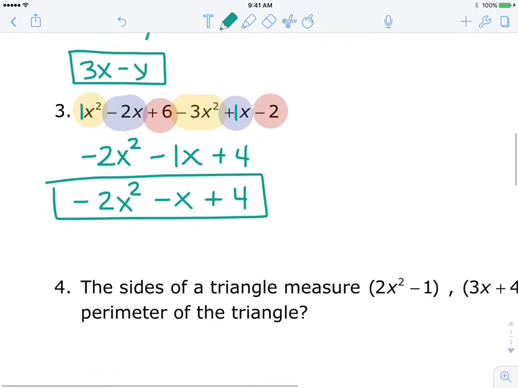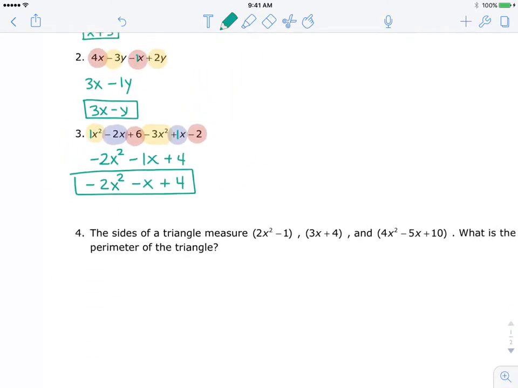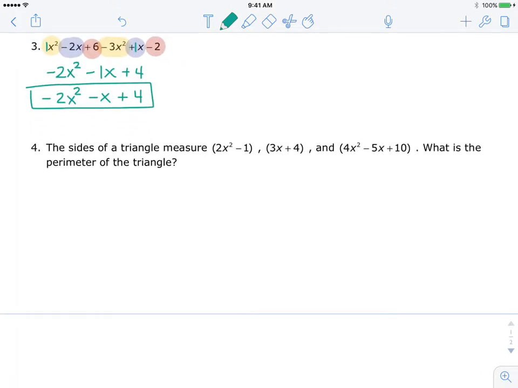All right, last but not least, we have a kind of a word problem going on here. All right, the sides of a triangle. Now I'm going to stop and I'm going to draw a triangle. I suggest y'all do the same in your own word problems. And here are their measurements. Do you see how their sides are not just numbers, they're expressions? So let's label our triangle.